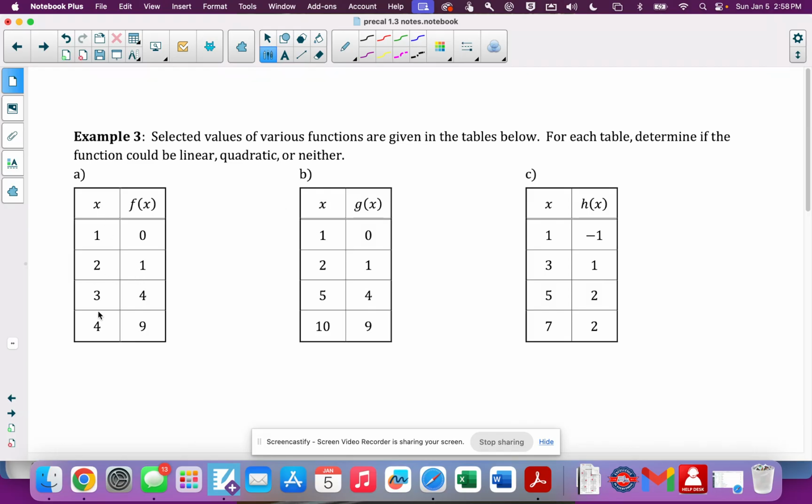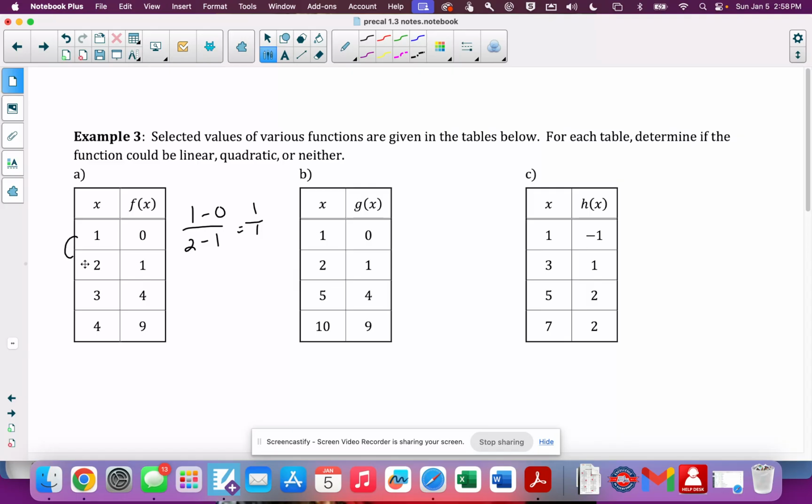So I do have it on this one. Again, I can check my rate of change or I can check my differences. I'm going to do both just to make sure that you see that you can do this both ways. So let's try the first 2 points. That's going to be 1 minus 0 over 2 minus 1. And that is going to be 1 over 1.